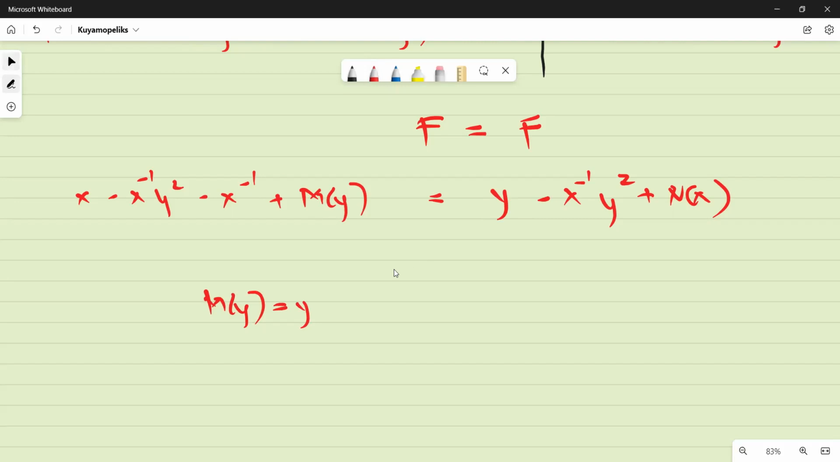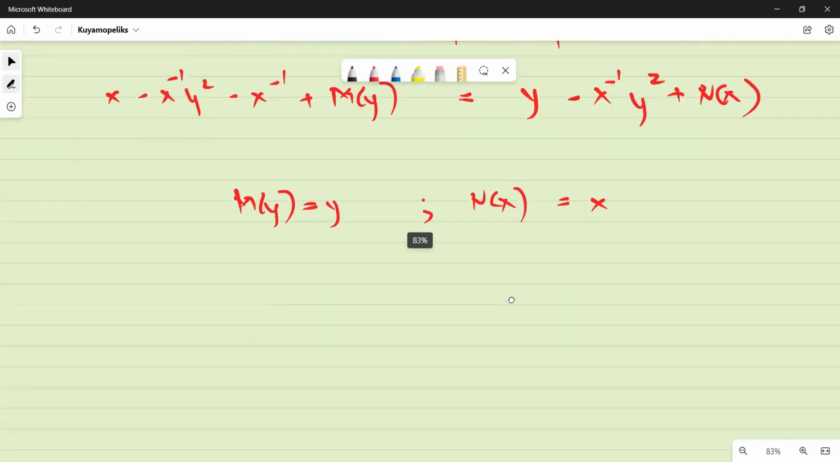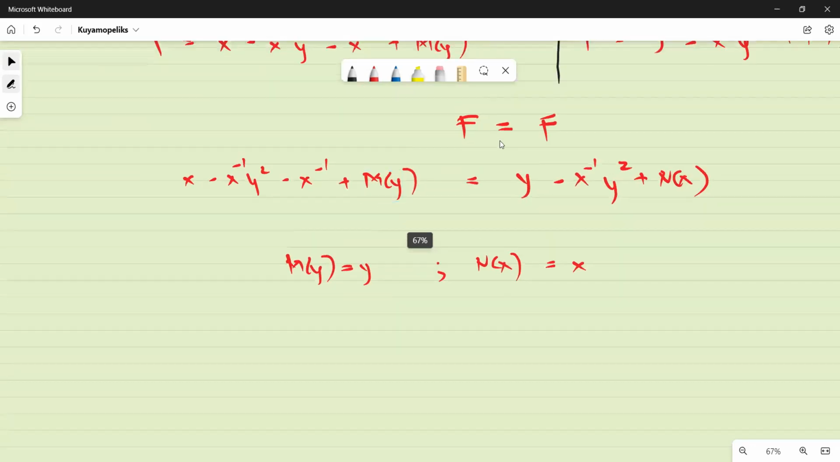If you compare the left side equation to the right side equation, and f is equal to f, they should be similar. This m of y is pure y, and I can see on the right side this y. The same goes with n of x. I should see on the left side an equation of pure x, which is x. So therefore, I have the value of m of y and the value of n of x, and I just substitute it back into our f.